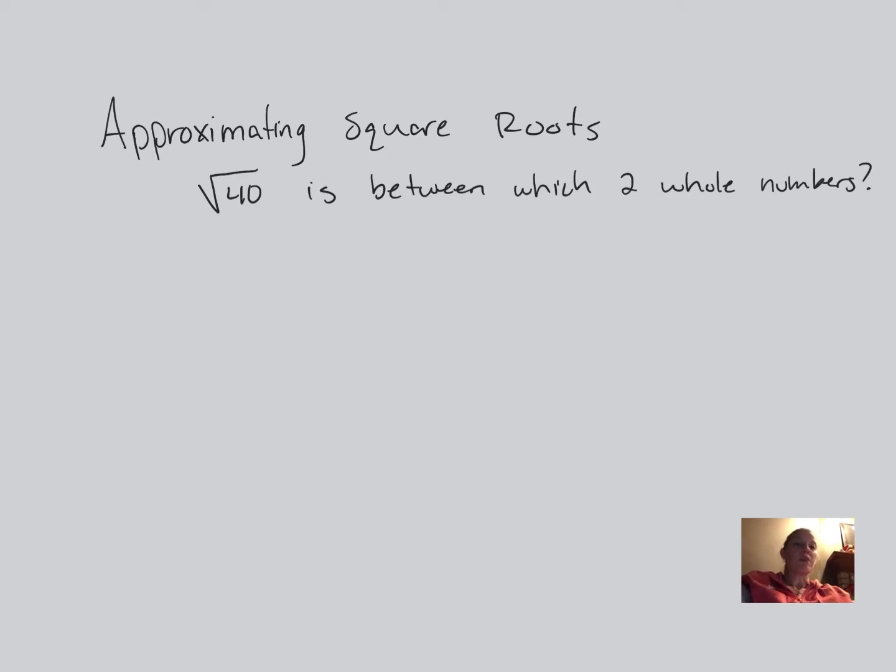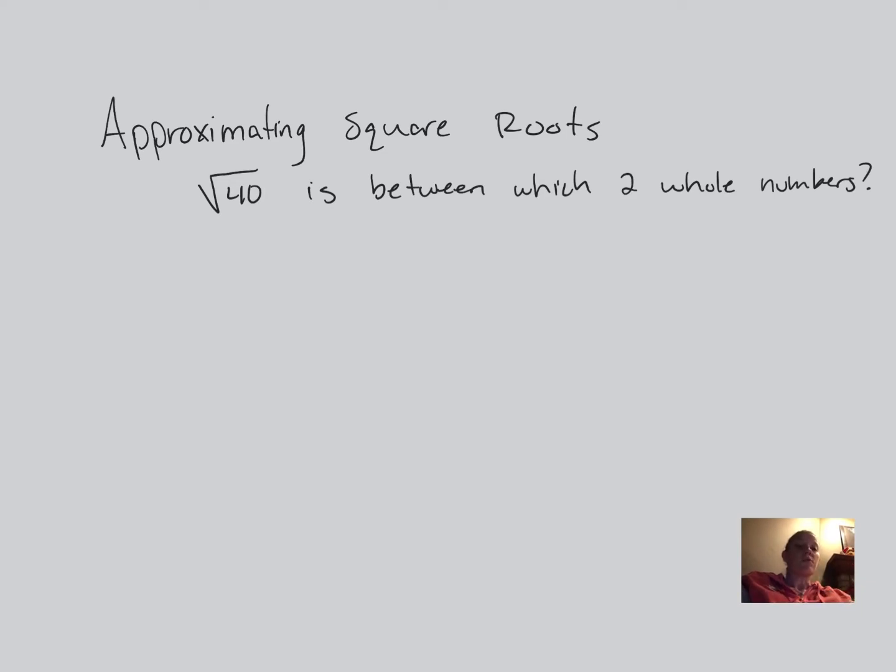When we're trying to approximate or estimate a square root that is not a perfect square, it's easier if we have our square roots memorized, but if not, we can calculate them as well, either with a calculator or by hand. So for this example, we're trying to find: the square root of 40 is between which two whole numbers? Whole numbers being 1 and 2, is it between 3 and 4, or 4 and 5, and so on.